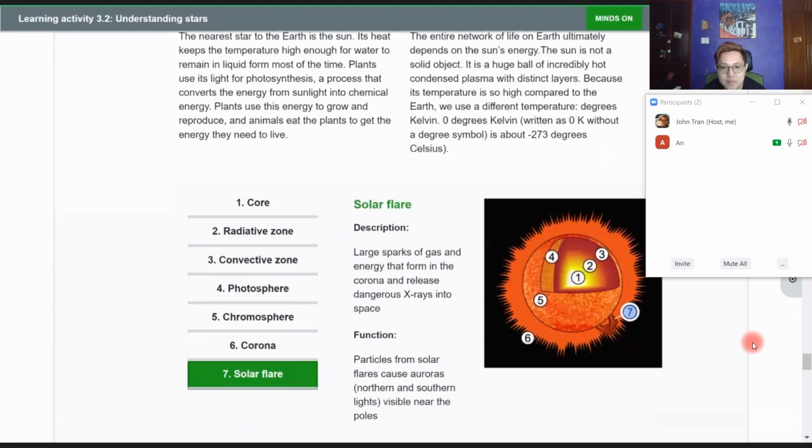Of course, solar flares are dangerous. They release dangerous X-rays into space. X-rays are very penetrating, so basically they penetrate everything. That's why we can see our bones when we do an X-ray, you know. But X-rays are actually quite dangerous.